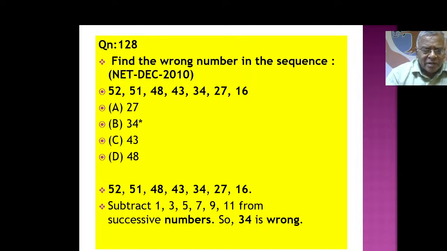43 minus 7. That is 36 should be there. Am I correct? 36 should be there, but it is given 34. So actually you are supposed to subtract, from this, what is this called? Prime numbers, 1, 3, 5, 7, 9, 11, etc. So that way 36 should be there after 43. But then 34 is there. That is why it is wrong. 34 is wrong. Got the point?